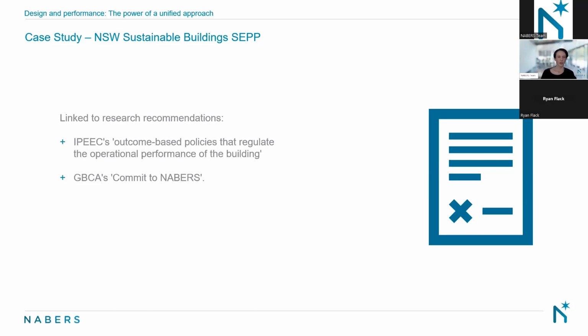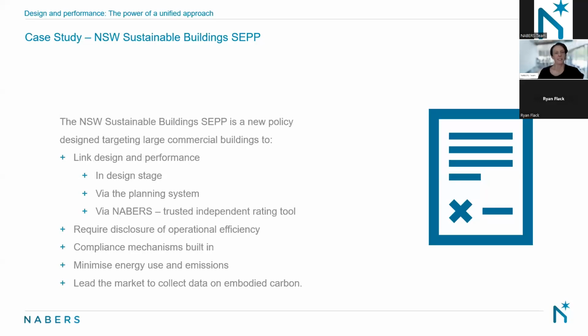And we're linked to two research recommendations, one from each study. We're looking at IPEC's recommendation for outcome-based policies regulating operational performance. And we're looking at GBCA's recommendation to commit to NABERS. So, and I don't have graphs here for this one, I'm really sorry. Good news for people who aren't into data and sad news for me.